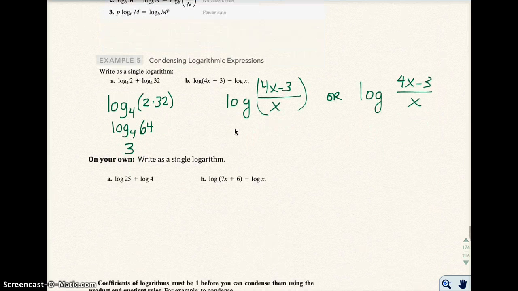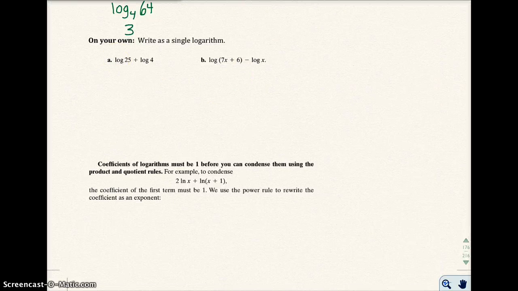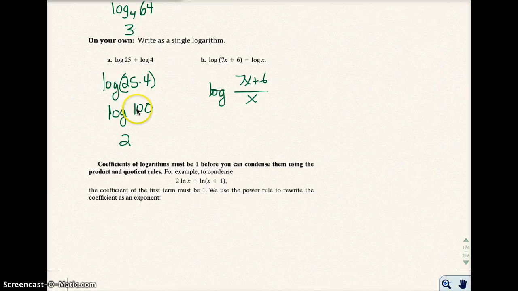Okay. On your own, go ahead and write these as a single logarithm, pause the video, and then check your answer. Okay, so here are the answers. You have log 100 when you use the product rule, and then you get 2 because 10 to the second power is 100. And here I use the quotient rule, so I have log of 7x plus 6 over x.